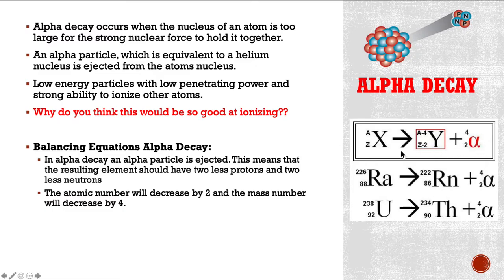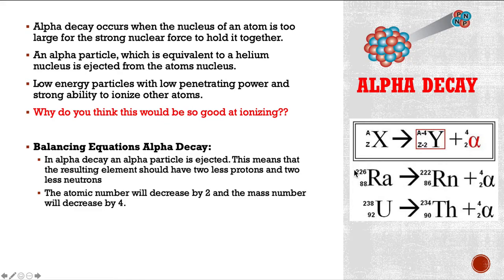We can also look at this as one big math problem if we treat this arrow like an equal symbol. So whatever we have over here is equal to everything that's on this side of the equation. So let's take a look at an example and talk about what happens when an atom ejects an alpha particle. So in alpha decay, this means that the resulting element here, let's say we're starting with radium, it loses 2 protons and 2 neutrons. So that means its atomic number down here, 88 for radium, is going to lose 2 protons, so the atomic number is going to decrease by 2.